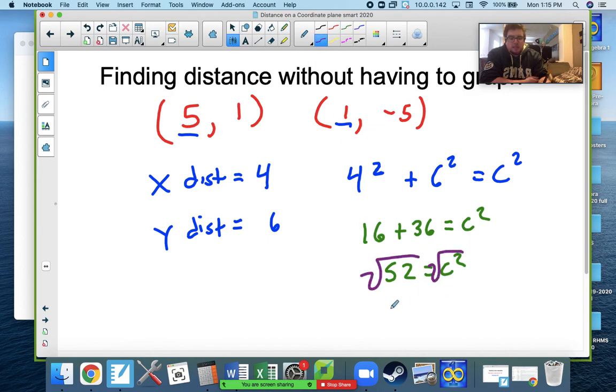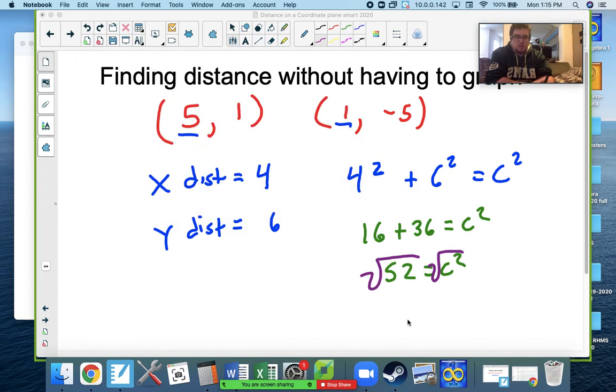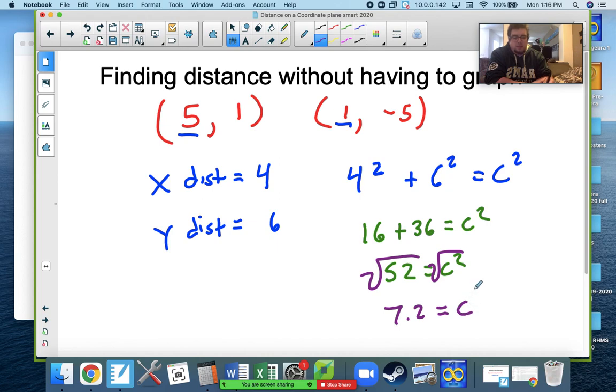Square root both sides. That's where I bring up my calculator. 52 square rooted gives us 7.21, so 7.2, and the 1 rounds it down to keep it the same.